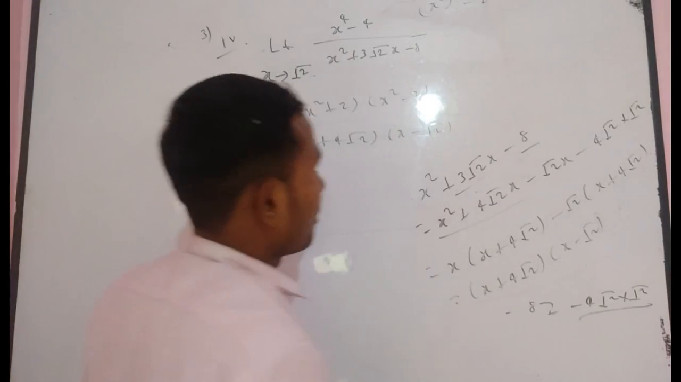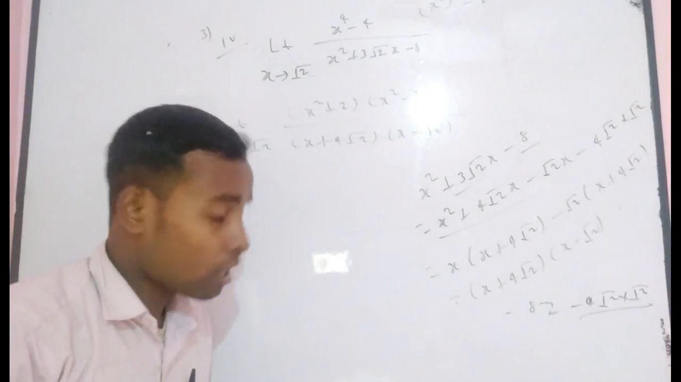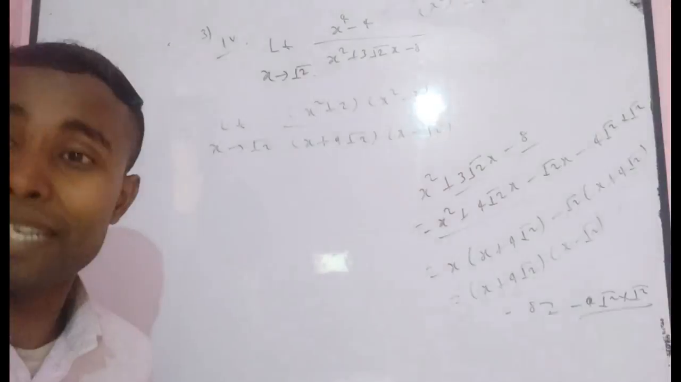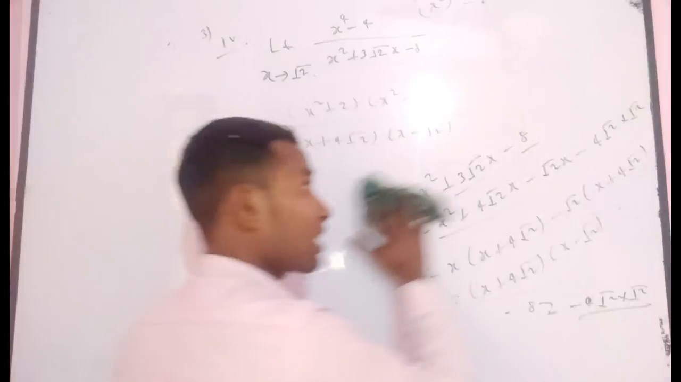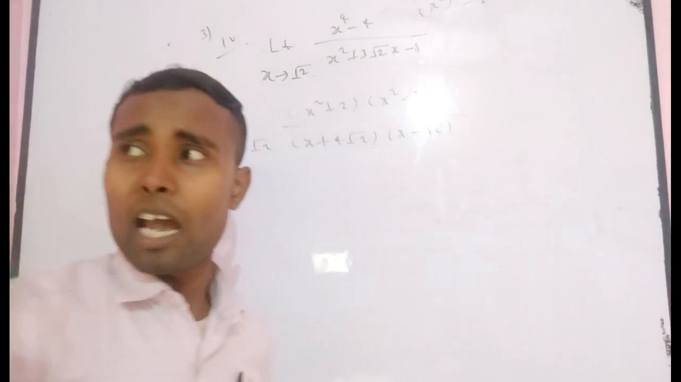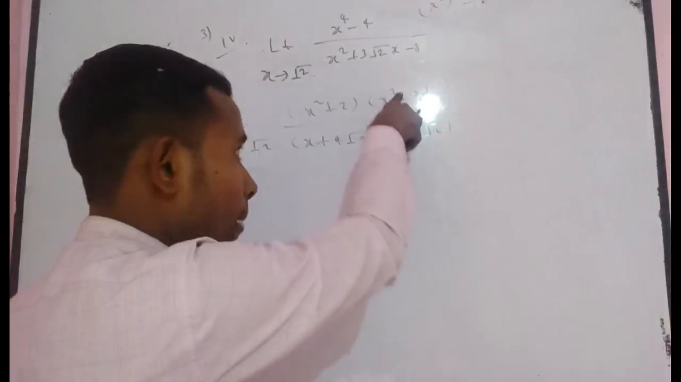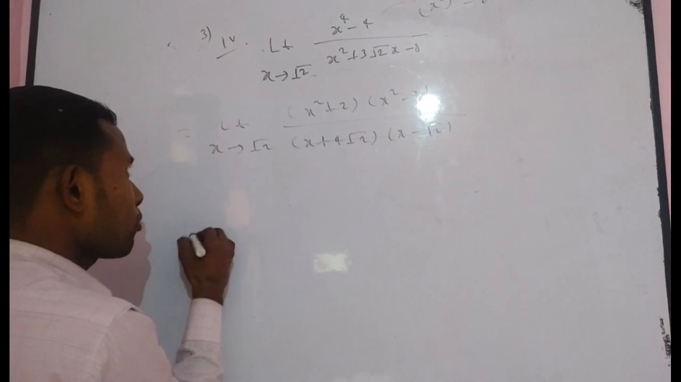Can you write it? Now, here you observe that there are no two terms in the numerator and denominator which can be cancelled with each other. So you have to further factorize the terms. Now, if you consider x square minus 2, what can you consider about it?